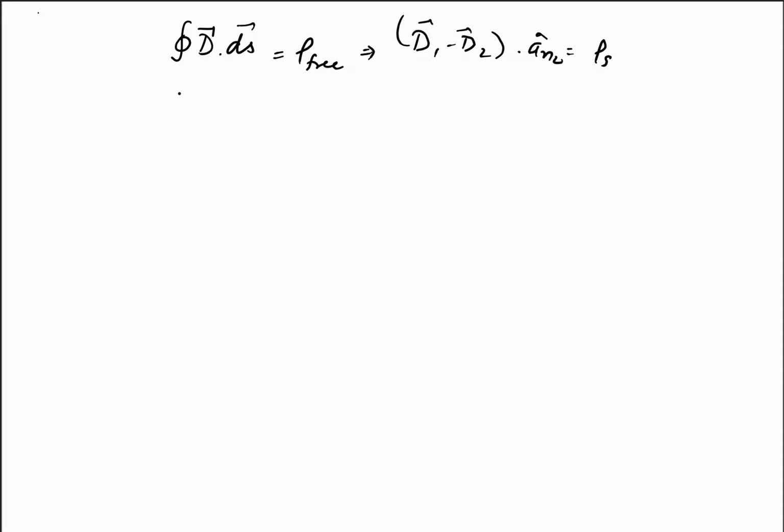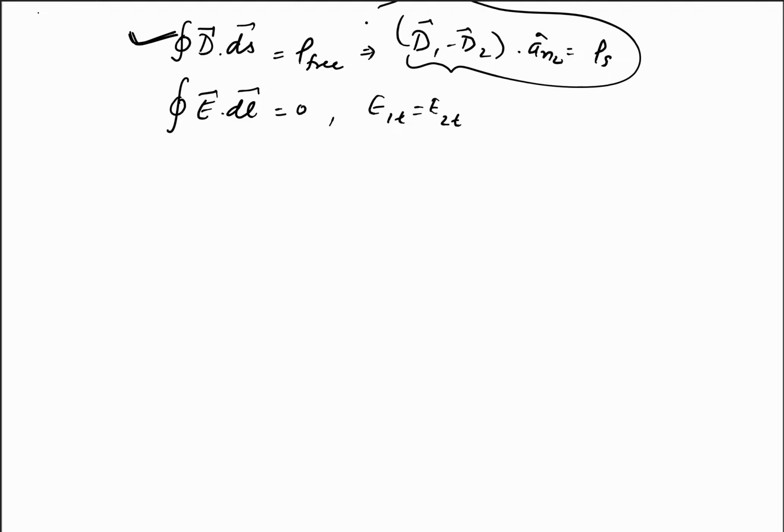Similarly, from the integral equation equivalent to the curl equation, we found that the tangential component of the field is equal in both the media. So we saw that the integral equation for the divergence equation gives us the boundary condition for the normal component, and the integral equation for the curl gives us the boundary condition for the tangential component.